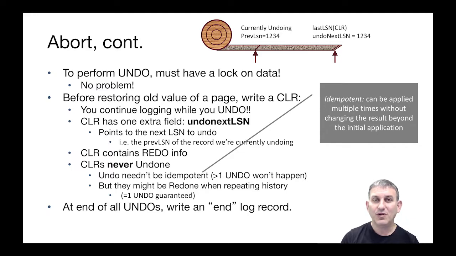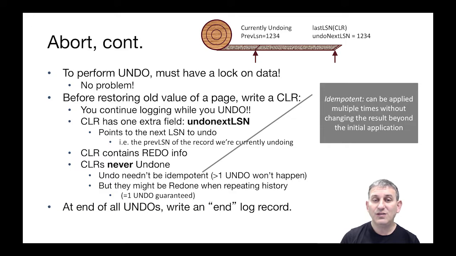An action is idempotent if running it more than one time has the same effect as running it one time. Undos don't have to have that property, because we're going to undo them exactly once, I promise. And that's through the logging protocol and the undo next LSNs. We're going to redo these CLRs when we do recovery, but we're never going to undo them. And by redoing them, we will make sure they happen effectively exactly once. Okay, so there's going to be exactly once undo guaranteed for aborted transaction actions.